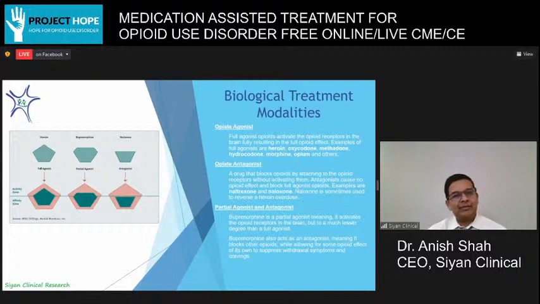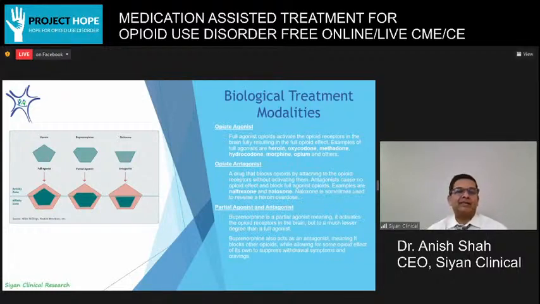If you look at the second medication category, these are the opiate antagonists. Under this, we have two medications: naltrexone and naloxone. Opiate antagonists are drugs that block opiates by attaching to the opioid receptors without activating them. So basically they sit on the opioid receptors, but they don't activate them. Hence, antagonists cause no opiate effect, but they block full agonist opioids.